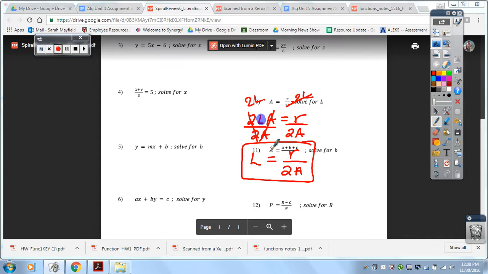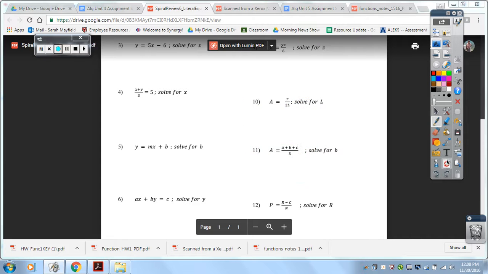And I'm done. I'm not splitting up my fraction here because I don't have a plus or minus sign on the top. Okay? Now let's go over number 3.